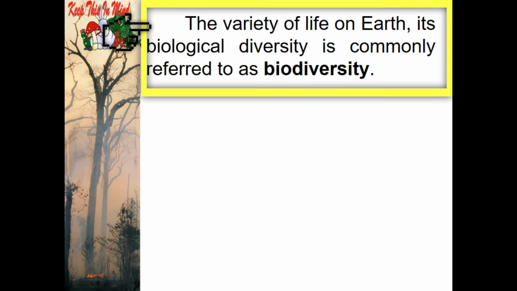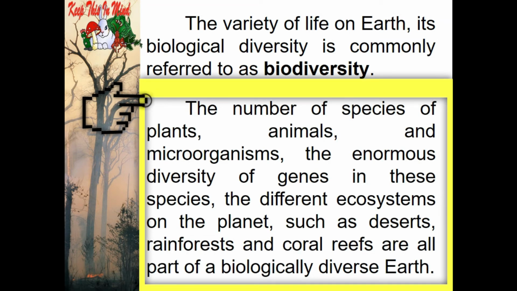The variety of life on Earth, its biological diversity, is commonly referred to as biodiversity. The number of species of plants, animals, and microorganisms, the enormous diversity of genes in these species, the different ecosystems on the planet, such as deserts, rainforests, and coral reefs are all part of biologically diverse Earth.